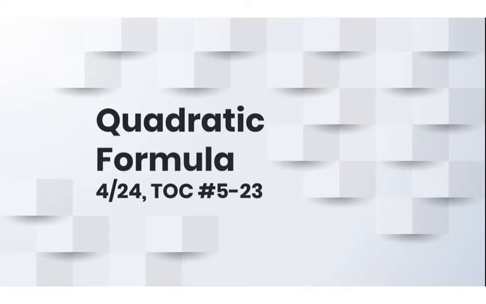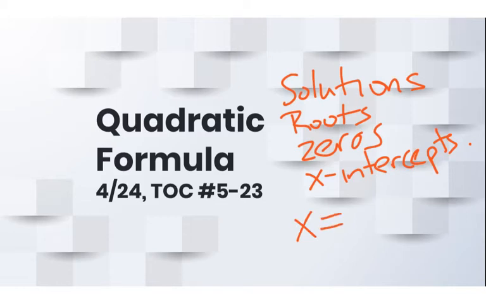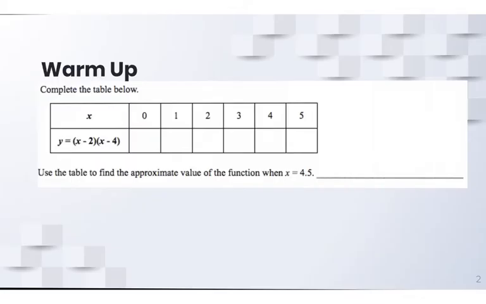So we're talking today about the quadratic formula. We're still talking about solutions. What are the other names for those? We got roots, zeros, x-intercepts. Basically, the quadratic formula is another method, in addition to factoring and a couple of other things like graphing, to actually solve for x, so finding out what x is equal to. All right, so let's get started.